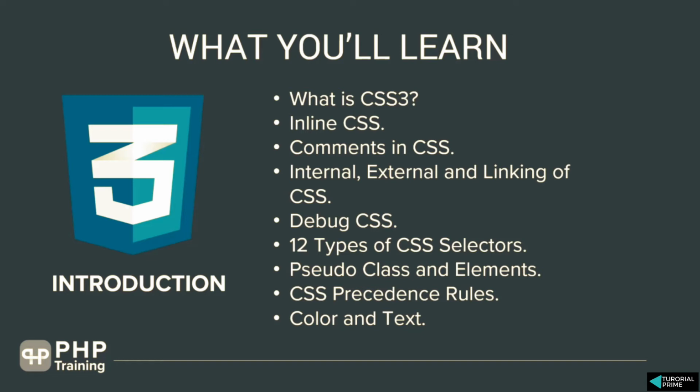Okay, in the next section we will start introducing CSS. CSS basically helps you design the page. So we'll start understanding from the really basics what is CSS and how many types of CSS you can include in your HTML pages, like inline, external, linking of CSS. Then we'll learn how to debug CSS. And also in this section you will learn 12 different types of CSS selectors. So once you understand these 12 types of CSS selectors, you already know how to write CSS.